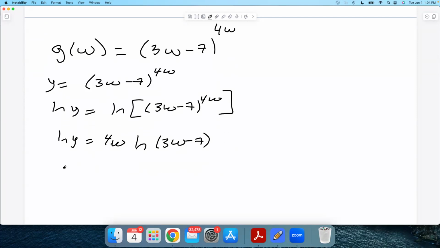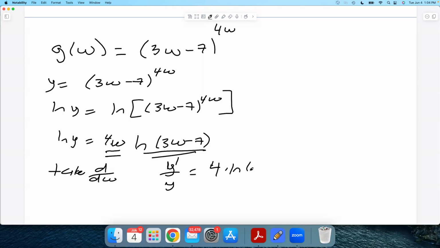Okay, now take the derivative with respect to w of both sides. Derivative of natural log of y is 1 over y times y prime, or if you prefer, y prime over y. Now I've got two functions here. Derivative of the first with respect to w is 4. Leave the second one alone. Plus, the derivative of log of anything is 1 over that thing times the derivative of what's inside.